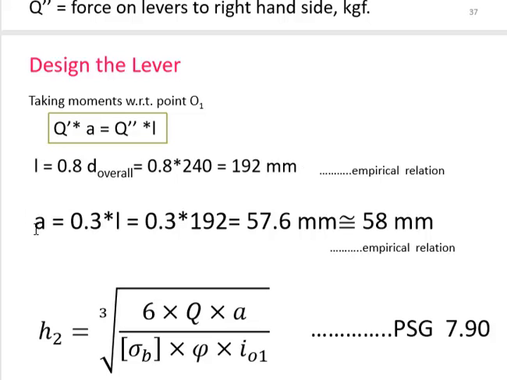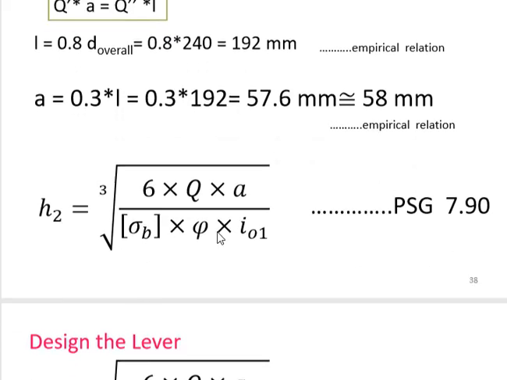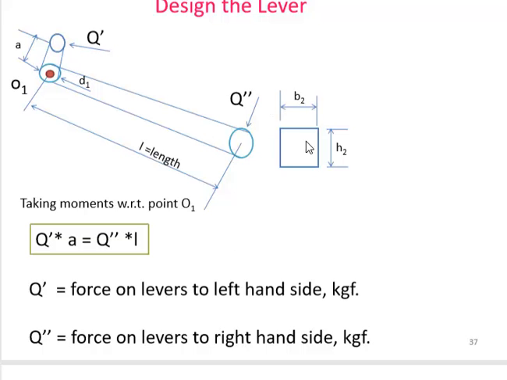A can be found out using L, since A is 0.3 multiplied by L, which is 192. Small a comes around 57.6 mm, which we can round off as 58 mm. The relation a is equal to 0.3 multiplied by L comes from the empirical relation. Now we have this formula called H2. When you look into the figure, H2 is the cross sectional dimension of the lever. So the cross sectional area of the lever is H2 multiplied by B2.